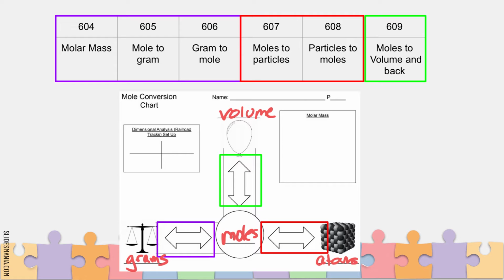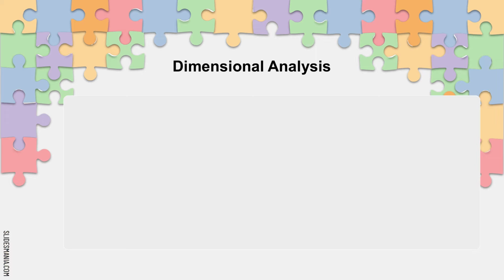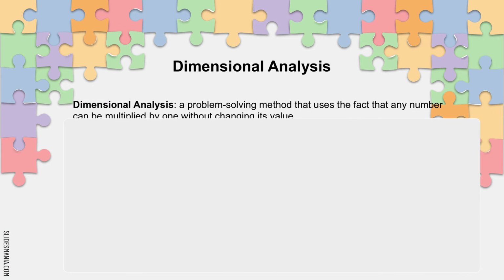Okay, you can use the railroad track to set up. I'm going to also show you a different way in case that doesn't work for your brain. But if you notice, the central unifying theme is moles. Moles connects every part of here to each other. And then we're going to do 610 and 611, which is stoichiometry. We can go from grams of one substance to grams of another substance using this highway. So what is dimensional analysis? It's a problem-solving method that uses the fact that any number can be multiplied by 1 without changing its value.